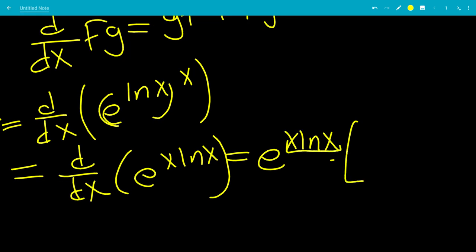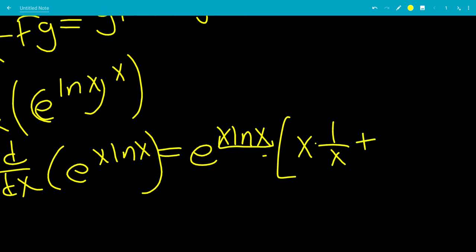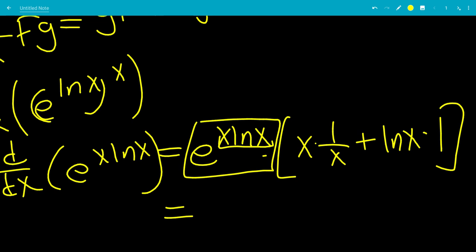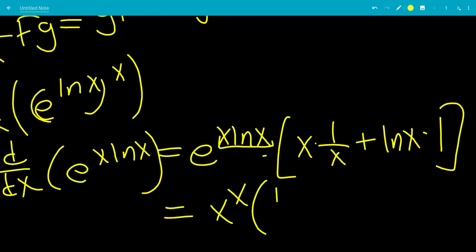of x ln x, which is a product rule. So that would be the first, times the derivative of the second, which is 1 over x, plus the second times the derivative of the first, which is 1. But what is e to the x ln x? This is just x to the x, rewritten. So we have x to the x times ln x plus x over x, which will cancel and just be 1.